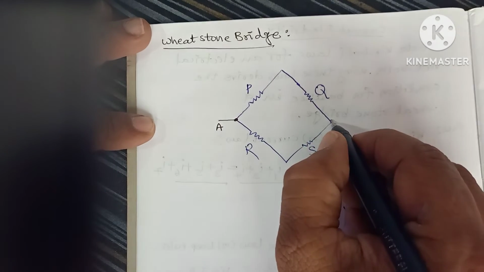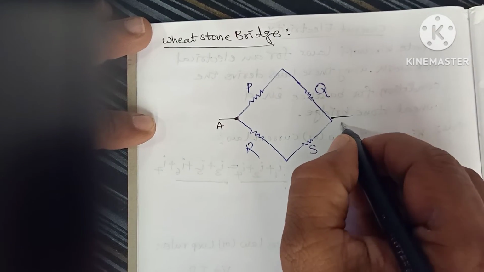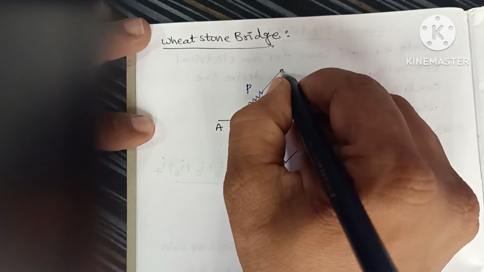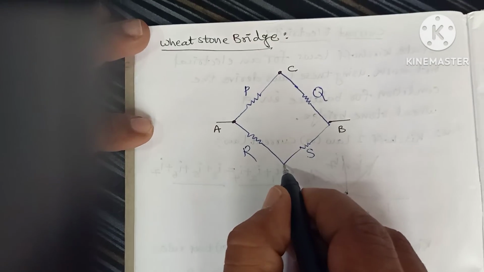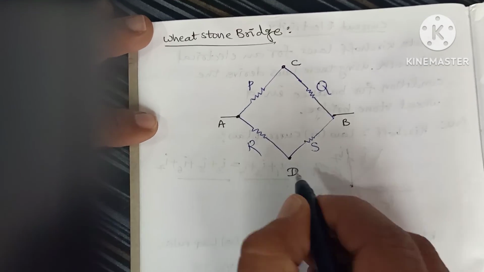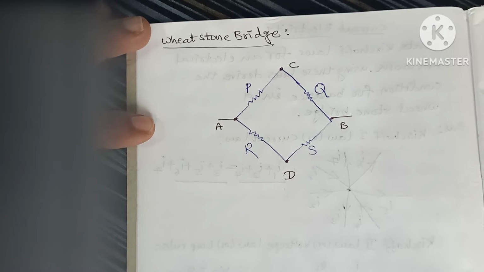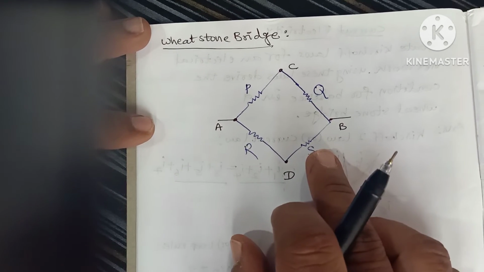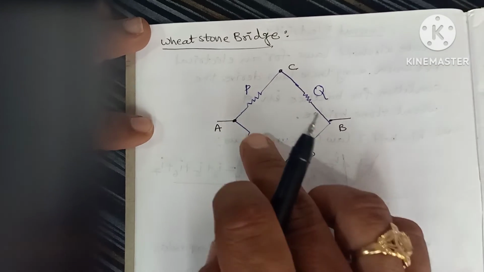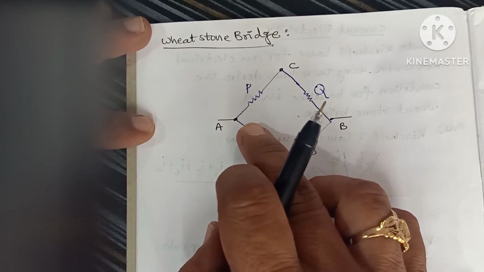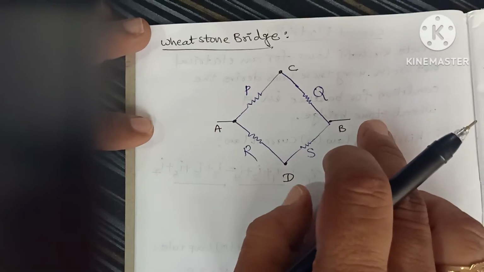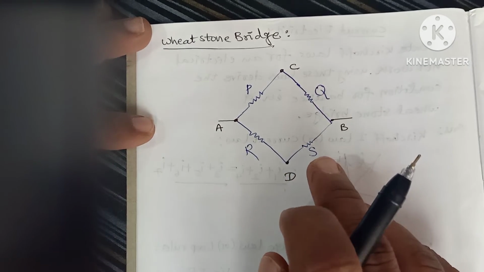say A, B, and this is C, and this is D. So 4 resistors of resistance P, Q, R and S are connected in this way such that 4 junctions are formed, A, B, C and D.